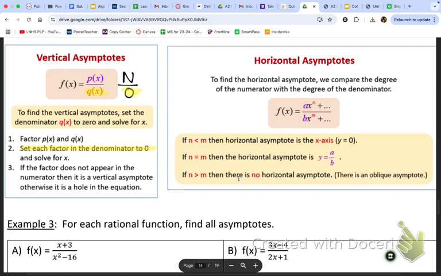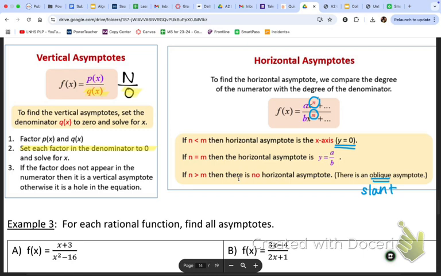Okay, and then the horizontal asymptote is where it gets weird. You're going to look at the exponents. So look at the degree on the top and the degree on the bottom. If the degree in the numerator is less than the degree in the denominator, we say that the asymptote is the x-axis, y equals 0. If they're equal, you divide. If it's greater, it means that there is an oblique one, which means it's slant, is usually how I'll say that.